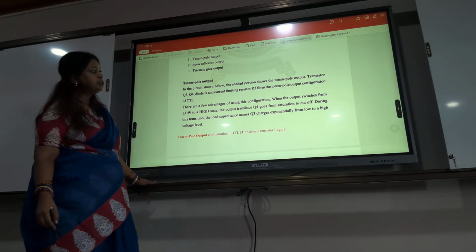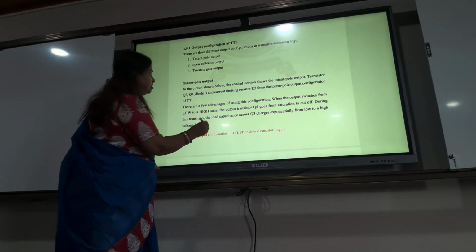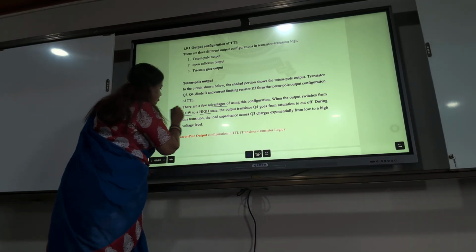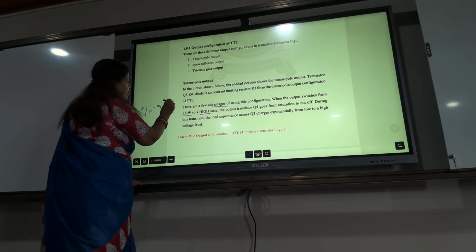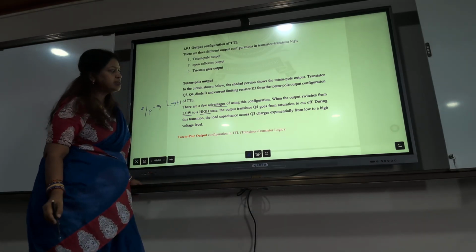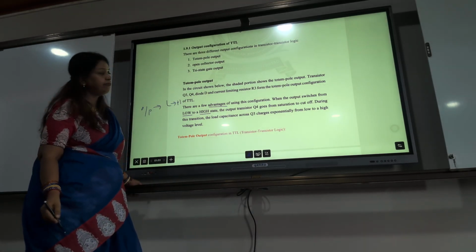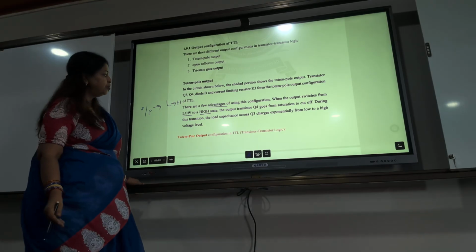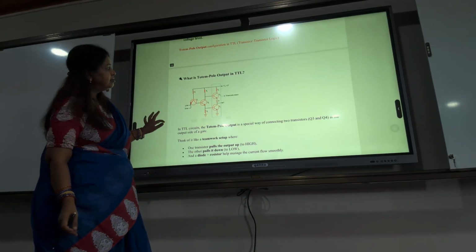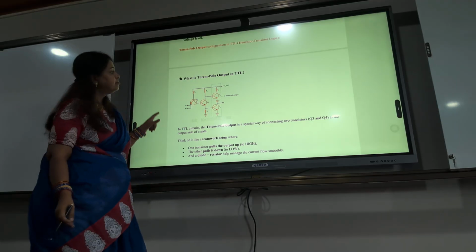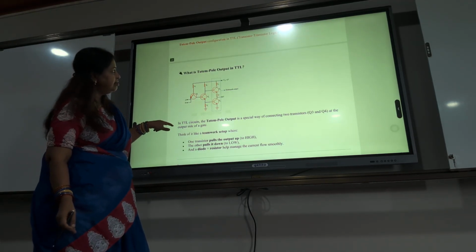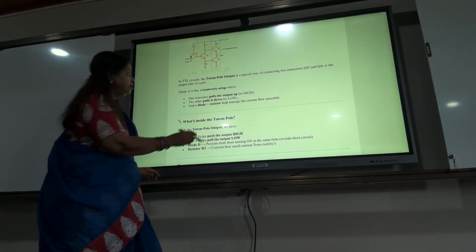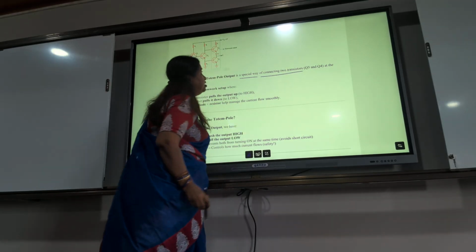There are a few advantages of using this configuration. What are the advantages? When the output switches from low to high, the output transistor Q4 goes from saturation to cutoff. During this transition, the load capacitance across Q3 charges exponentially from low to high voltage. There is a diode here. So this is the totem pole output. In TTL circuits, the totem pole output is a special way of connecting two transistors Q3 and Q4.